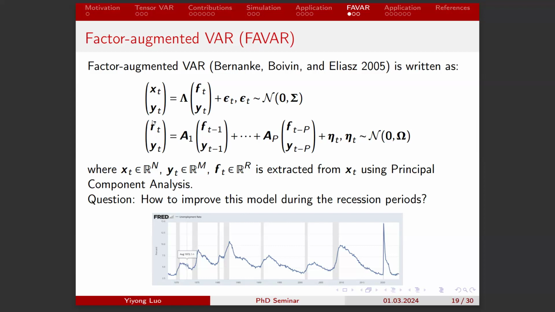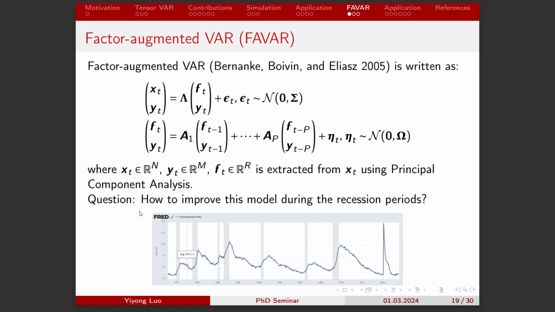We can get these factors by extracting them from some high-dimensional data X_t. So we can use principal component analysis, PCA, to extract the factors, or we can consider these two equations as a state-space model and infer it using the Kalman filter. One question to ask is how can we improve this model during recession periods?